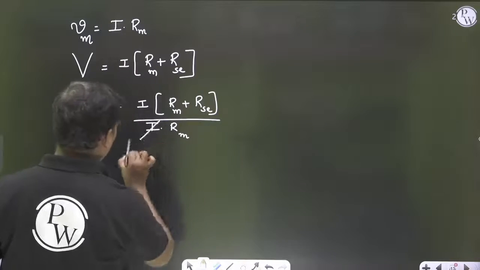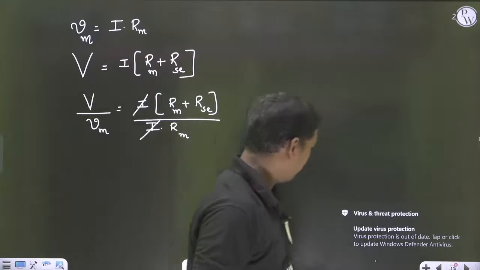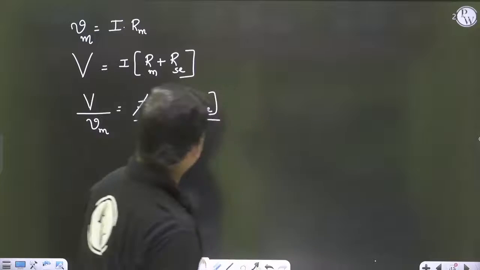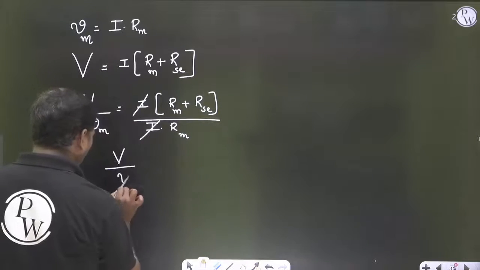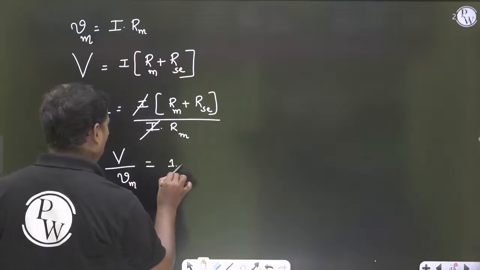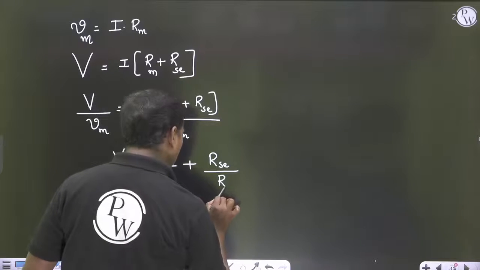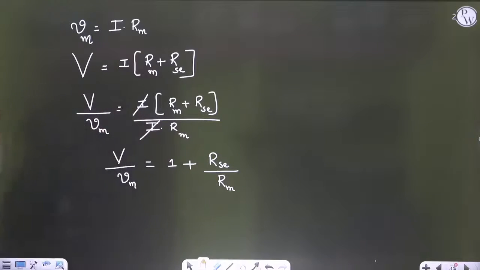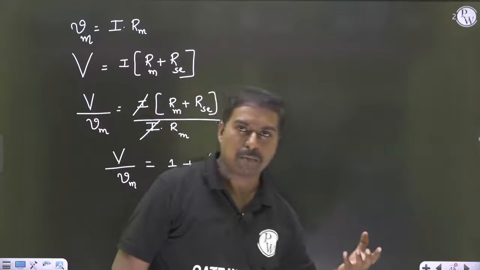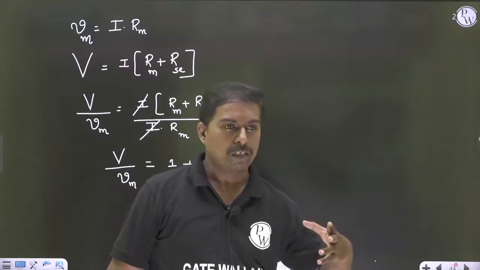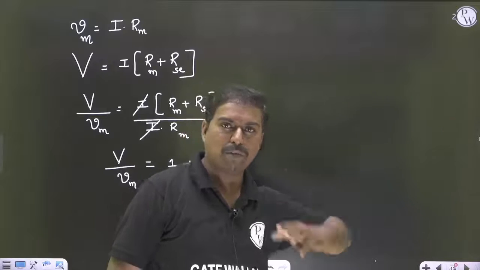So this I gets cancelled. Now if I separate capital V by small Vm, it is equal to 1 plus Rsc by Rm. If you take this V by Vm, just like in the previous PMMC ammeter we took I by Im as the multiplying factor, this is also a multiplying factor. That is the multiplying factor of current, and this is the multiplying factor of voltage.